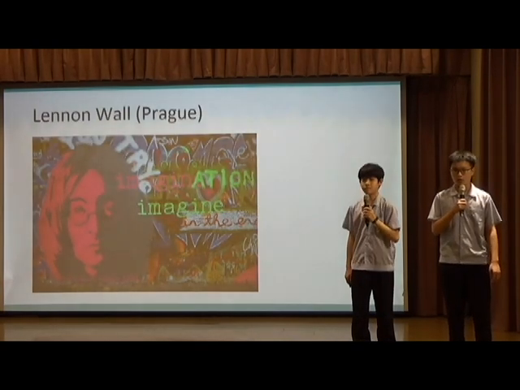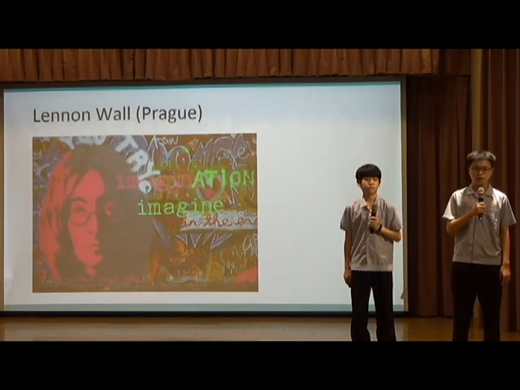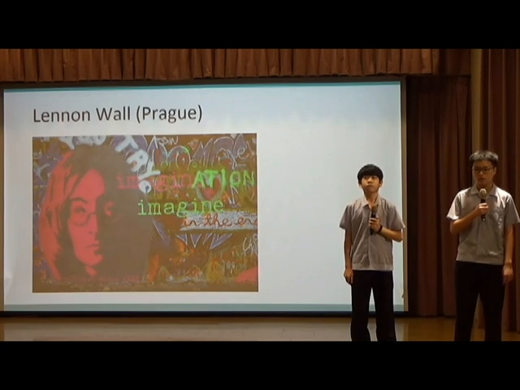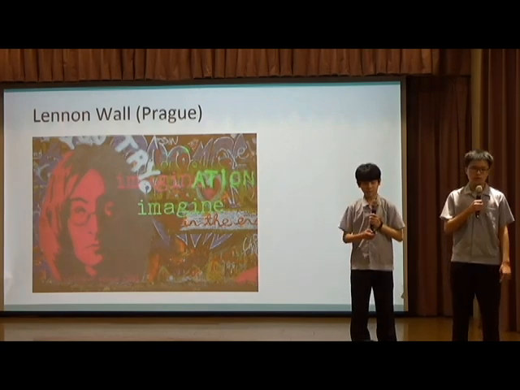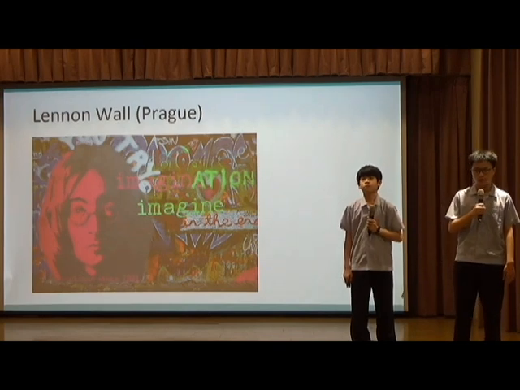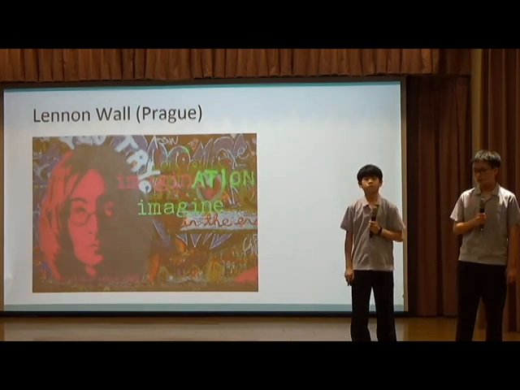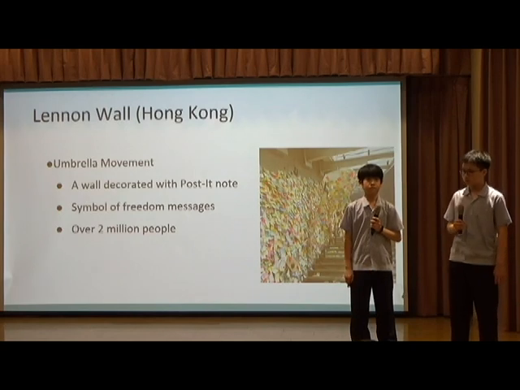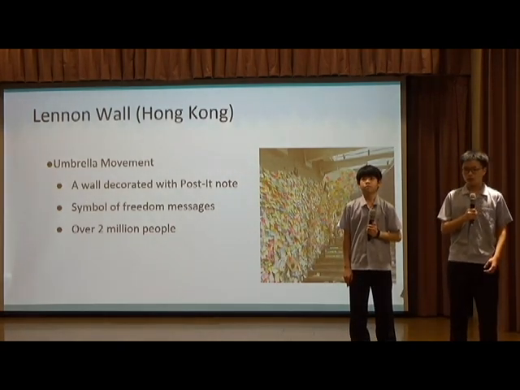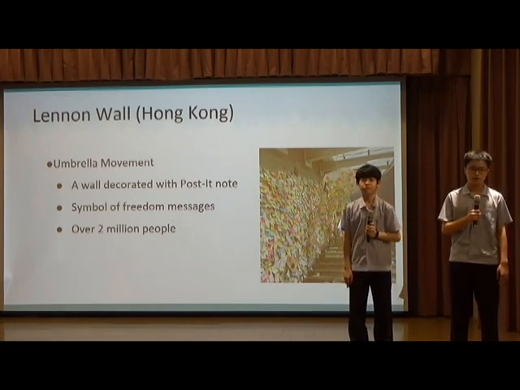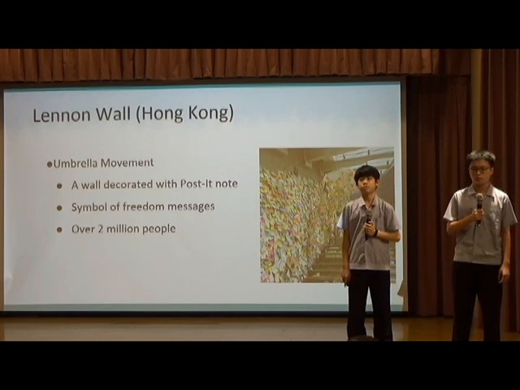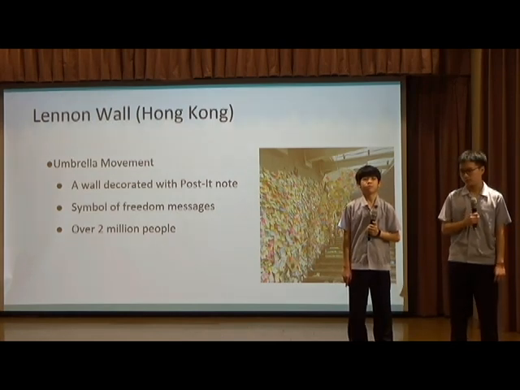Next is the Lennon Wall. The Lennon Wall originated in Prague and was inspired by an artist called John Lennon. People in the 1980s expressed their feelings through the wall, and it soon became popular among young people. In the Umbrella Movement in Hong Kong, people also used the Lennon Wall to express their feelings. They posted notes with freedom messages on the wall and fought for freedom.